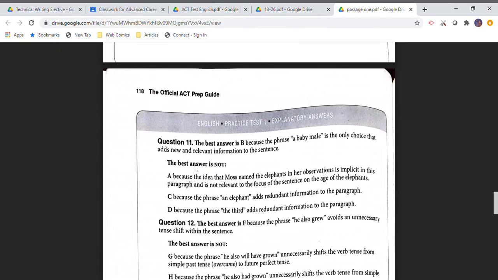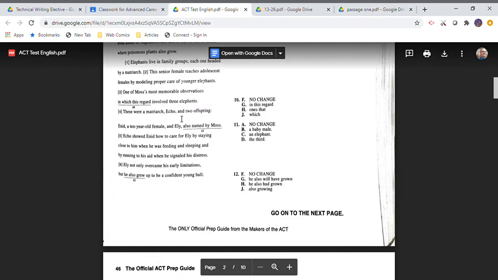11, best answer is B, because the phrase "a baby male" is the only choice that adds new and relevant information to the sentence. I like my explanation better. Nanner, nanner.